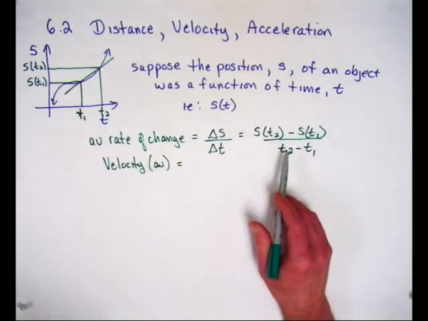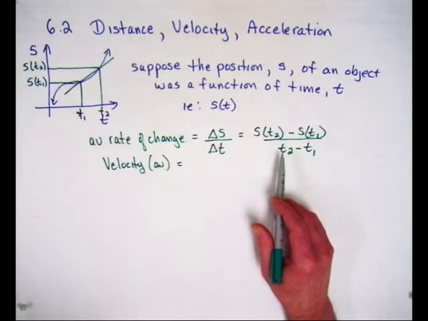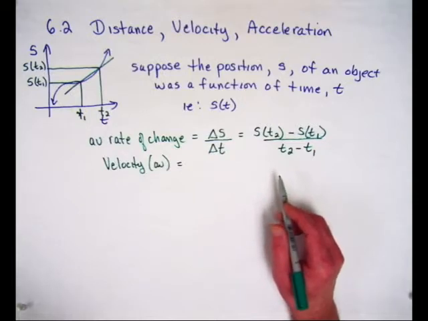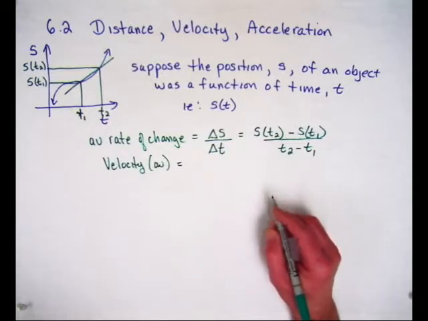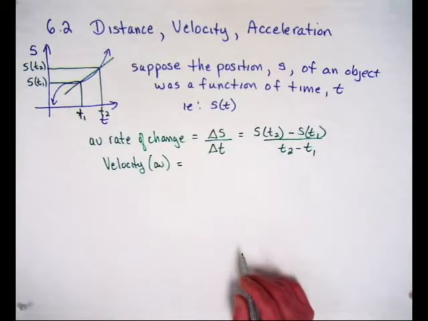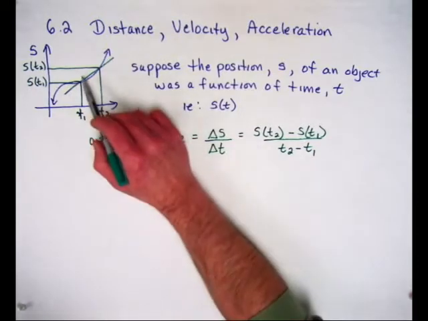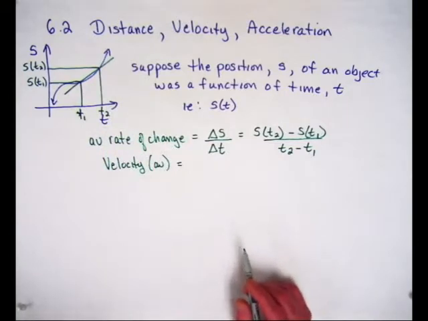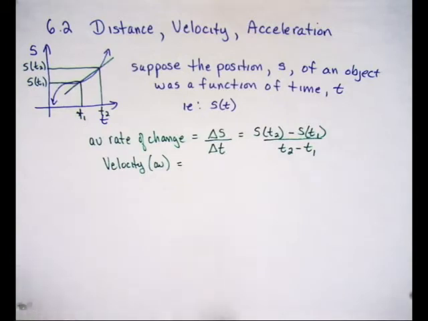So what we're going to investigate in 6.2 is the same math that was investigated in 6.1, but now it's going to pertain to the concepts of distance and velocity and acceleration. But of course, what if we didn't want to find the average velocity? This is just going to tell us on average how fast this object was traveling between the two times t1 and t2. What if we wanted to know how fast it was traveling precisely at an indicated time?